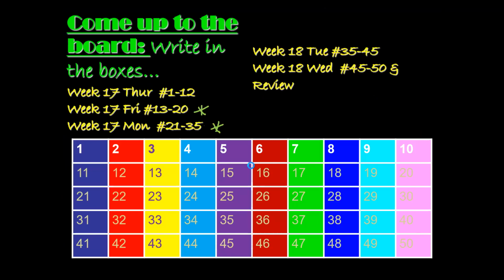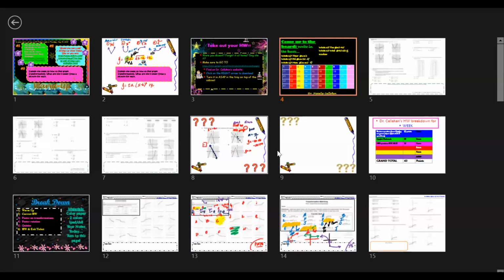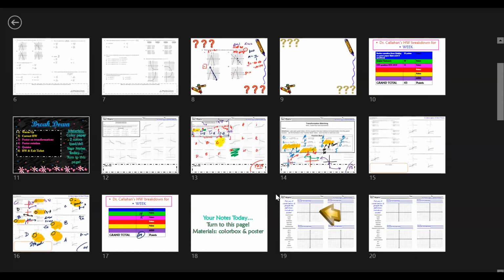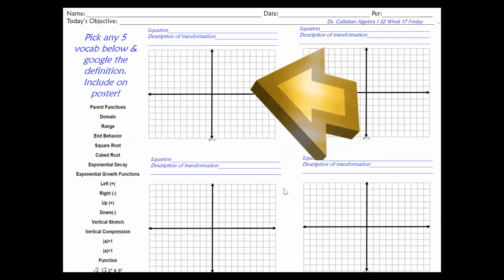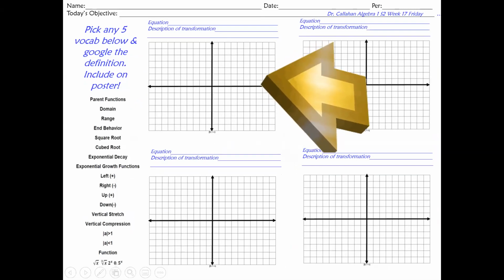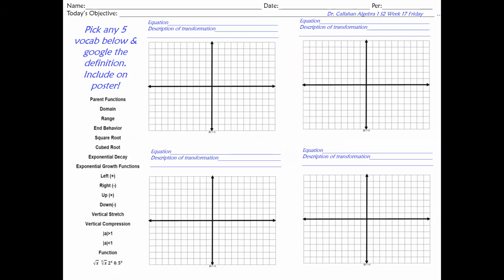All right, so you guys need to turn over to your guided notes for week 17 Friday, which looks something like this. We're going to go ahead and get started. First thing I'm going to do is talk about the equations and the transformations of 4 different types of equations. The first one that we talked about in this class was quadratics.